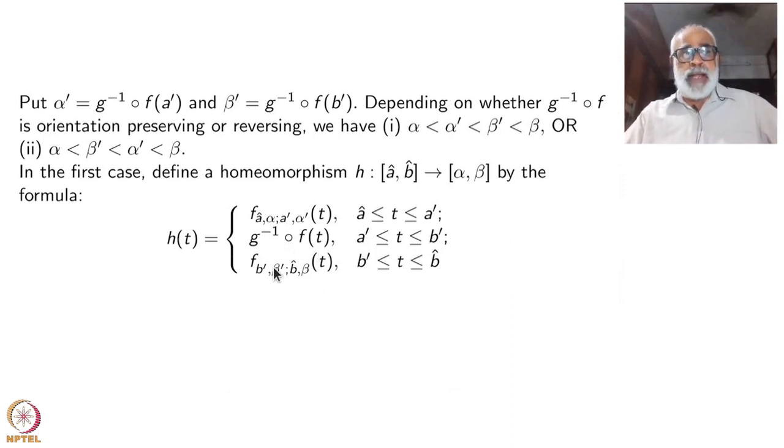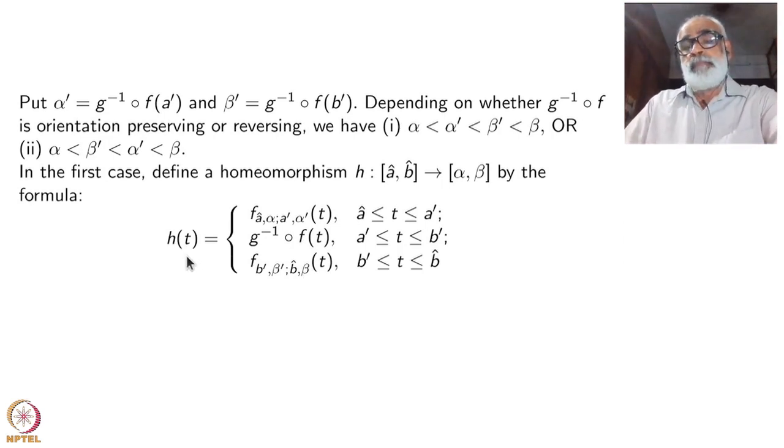The third one is again an affine linear map, mapping B prime to beta prime and B hat to beta. So the endpoints are matching here, and endpoints matching on this side. This part was the in-between part. That applies for beta prime less than or equal to t less than or equal to B hat. They agree because of the definitions of these things. So H is a homeomorphism from here to here.